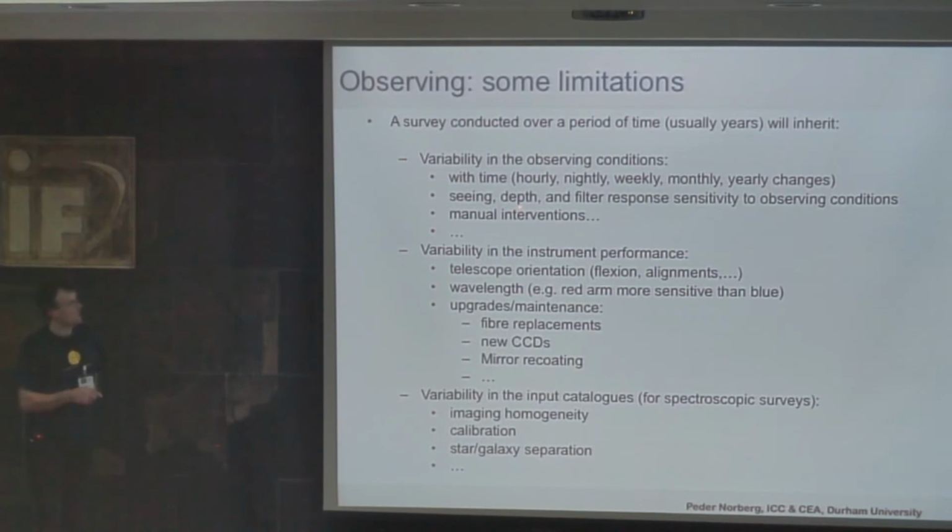Seeing, depth and filter response are sensitive to observing conditions. Manual interventions, these are the best ones. They are intractable unless they write them down clearly everywhere. But we thought it was a good idea to do this. It's never a good idea, usually. Manual interventions are the one thing you really want to go away from. Changes in the observing strategy are a pain to model.